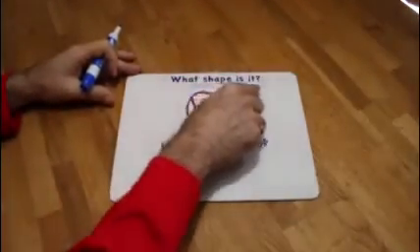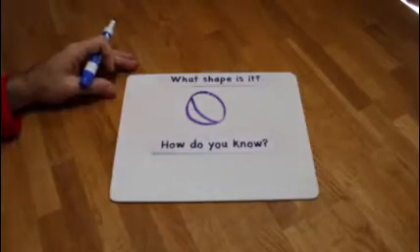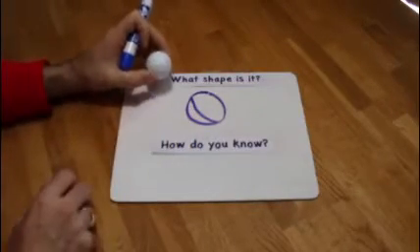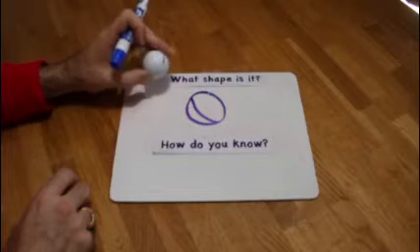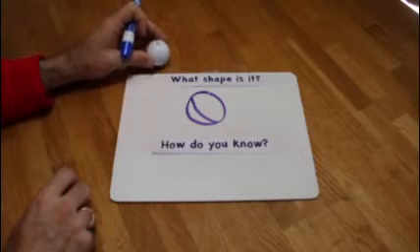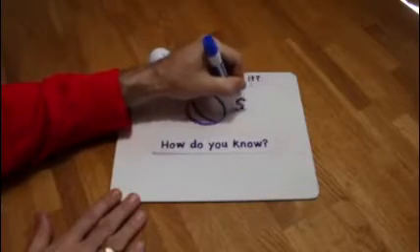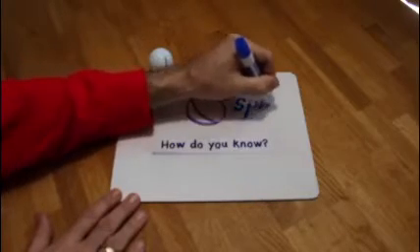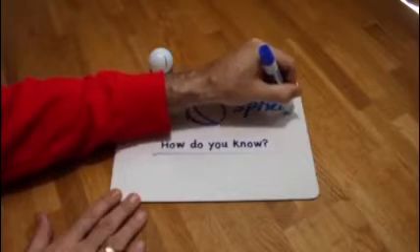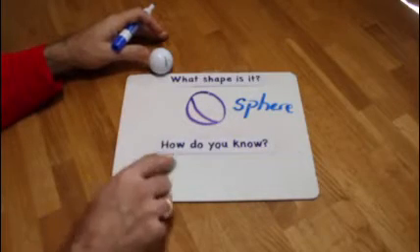What shape is it? Here's the drawing. It's not the easiest to see. Here's one right here. Okay. Oh, I heard someone say ball. What do we call it besides a ball? We call it a sphere. Sphere. Sphere. How do you know?